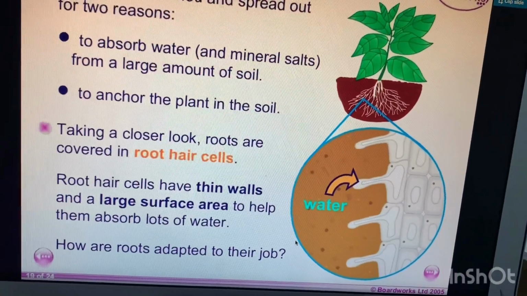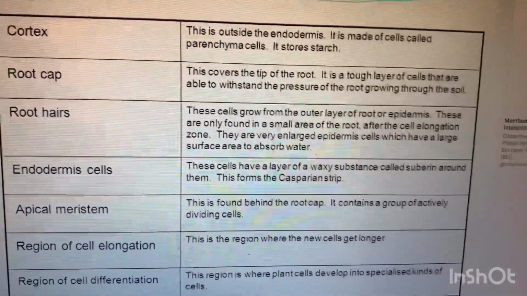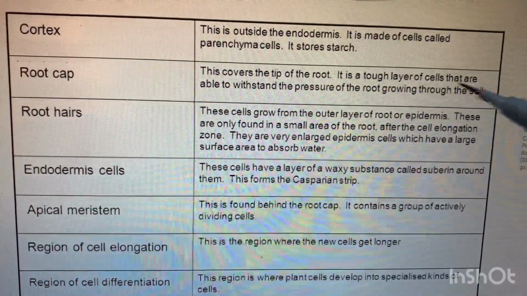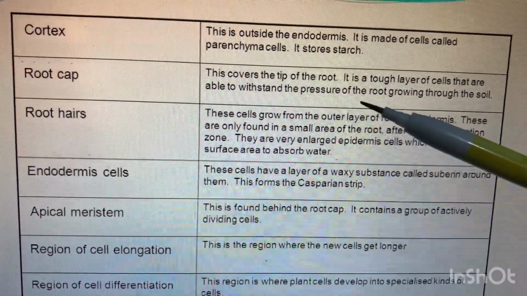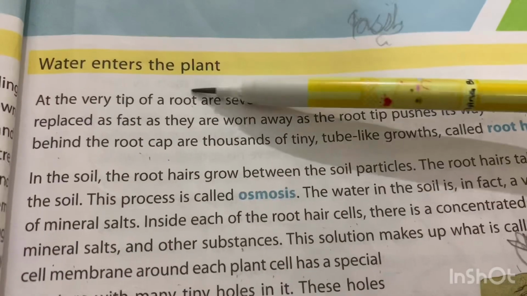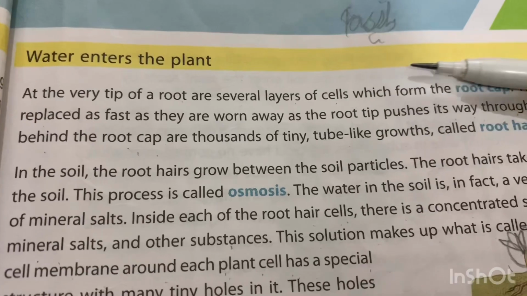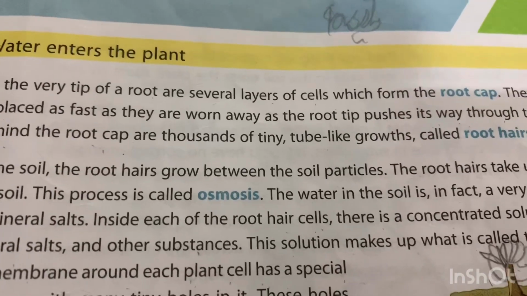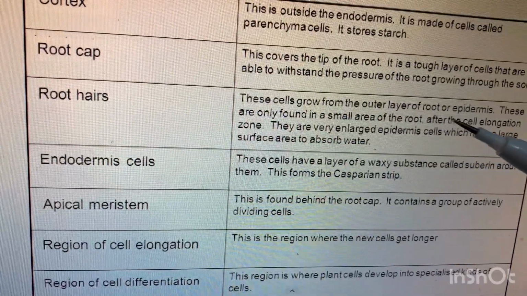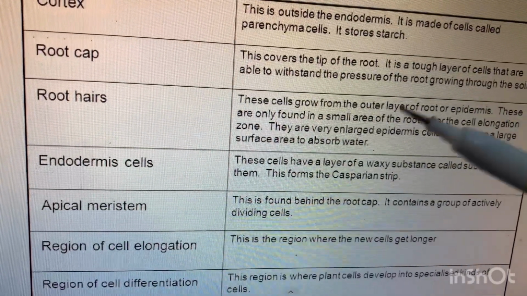How are roots adapted? What is the root cap? This covers the tip of the root. It is a tough layer of cells that are able to withstand the pressure of the root growing through the soil. At the very tip of the root are several layers of cells which form the root cap. Here, these cells grow from the outer layer of the root, or epidermis.